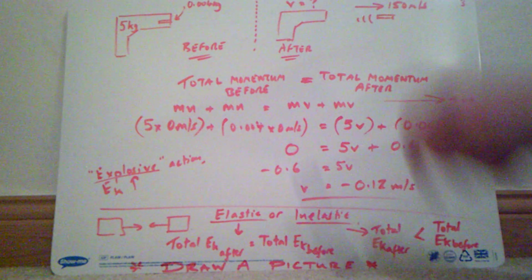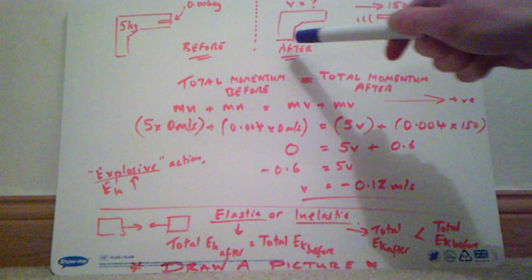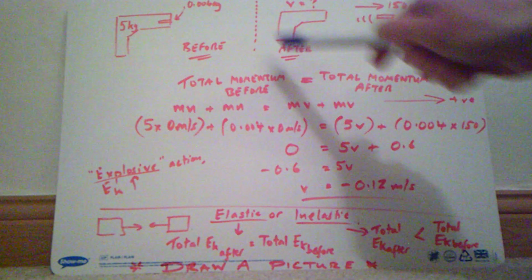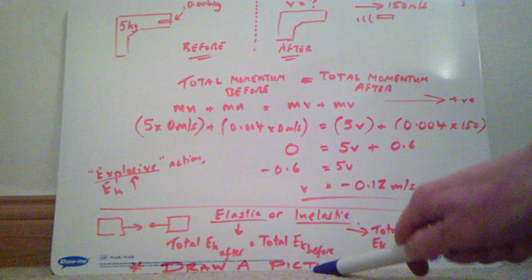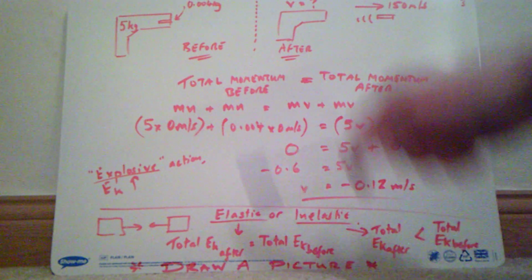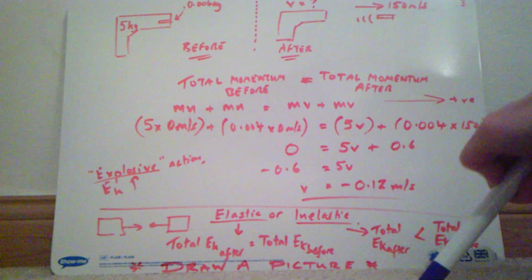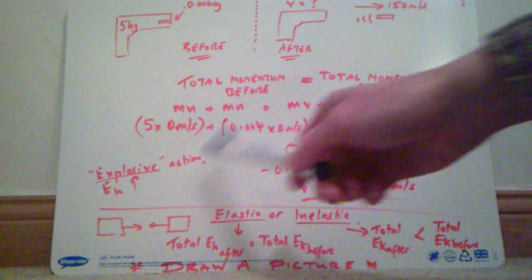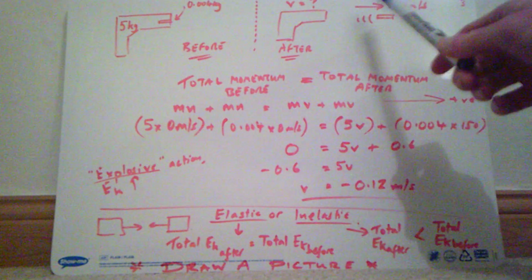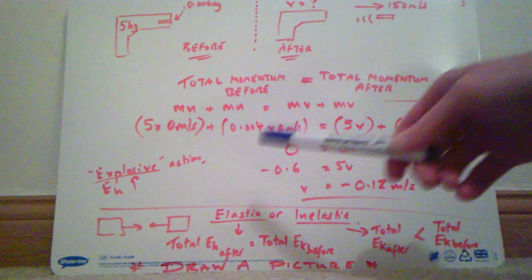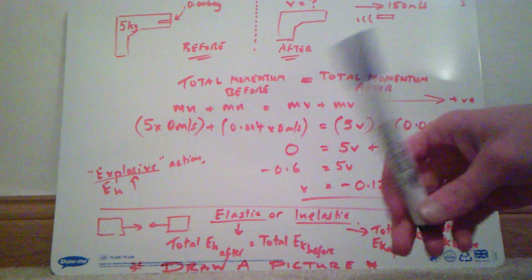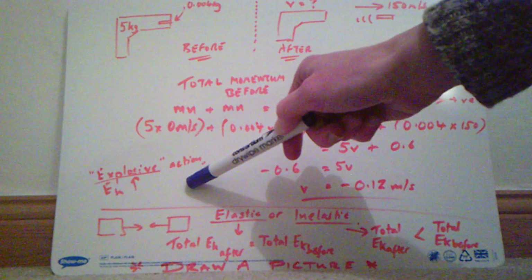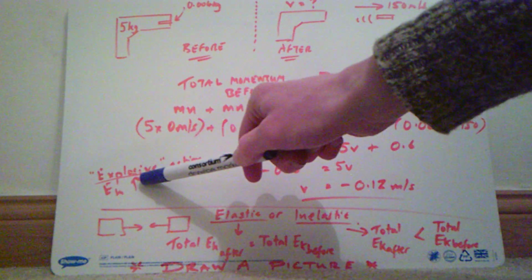Again, much as with conservation of momentum questions, the key is drawing a picture. Always draw a picture with the whole kinetic energy stuff, or you might be able to use the picture from before. This is actually an example of an explosive action, because the total kinetic energy of the system afterwards is bigger than the total kinetic energy before. So this is an explosive event. The total kinetic energy after is greater than before.